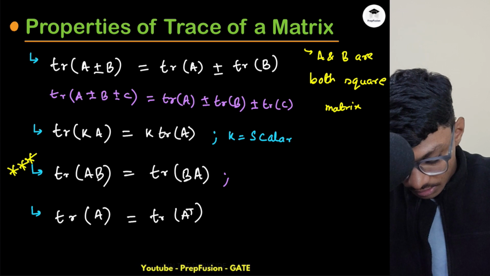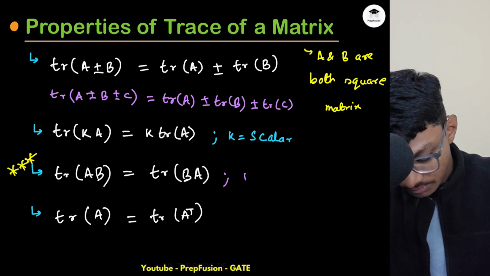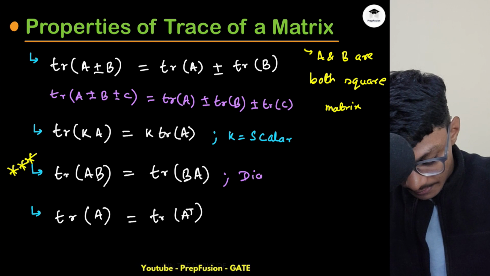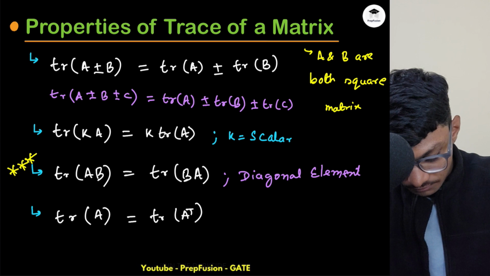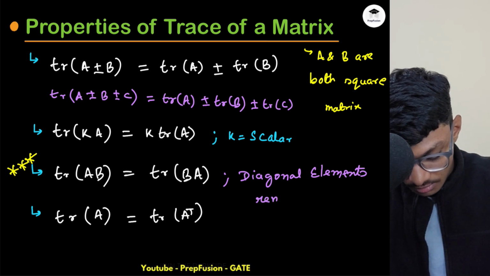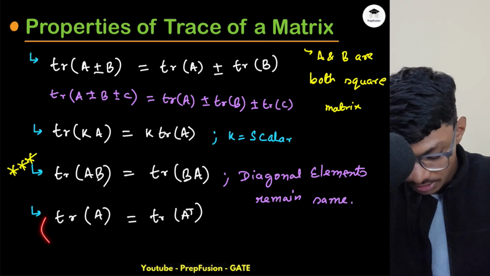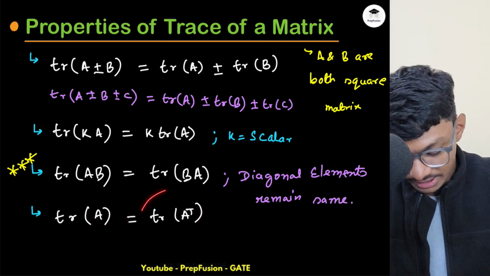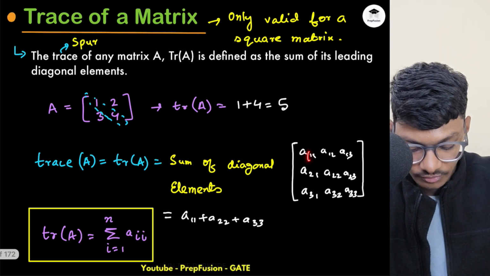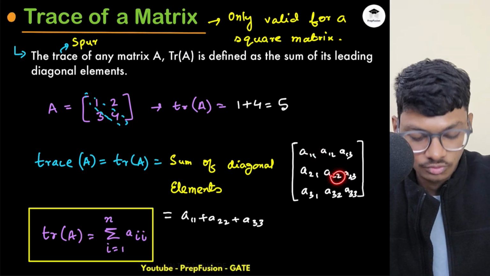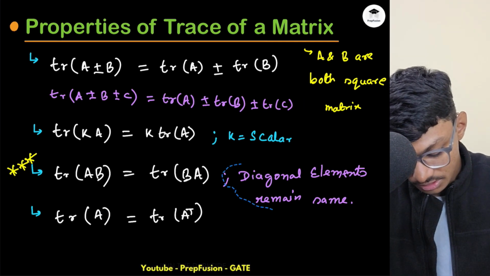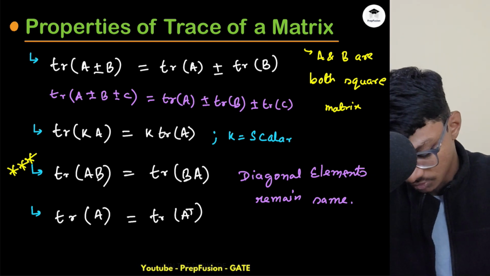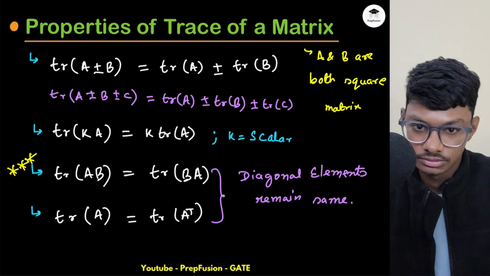So here, diagonal elements remain the same. Okay, also trace of A equals trace of A transpose. Why? Because again here also diagonal elements don't interchange. If you swap this 1 1, they are still 1 1. If you swap this 2 2, they are still 2 2. If you swap this 3 3, they are still 3 3. So here also diagonal elements remain the same. I will write this for both of these. Okay, so this was about the trace of a matrix.